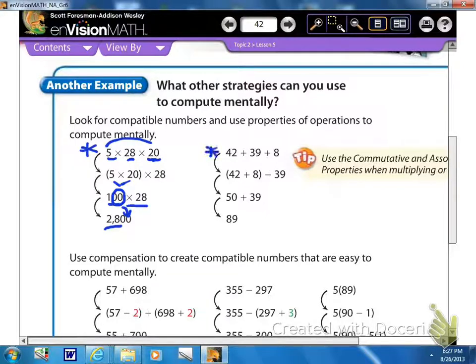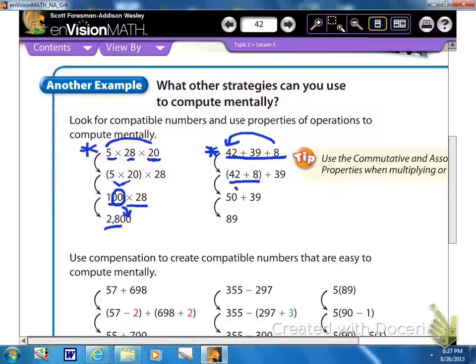Alright, let's look over here in addition. Obviously, the commutative property works for addition. So we have 42 plus 39 plus 8. Compatible numbers. Well, 42 plus 8 is going to give me a nice even number because 2 and 8, right, those are my 10 facts. So let's add those first.